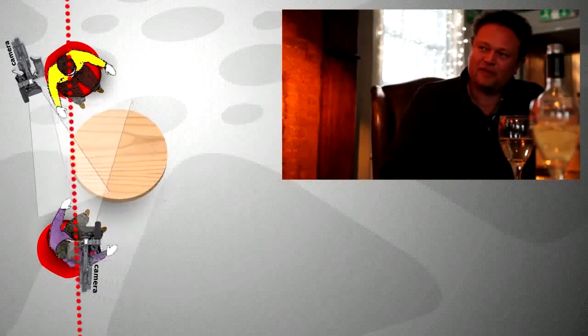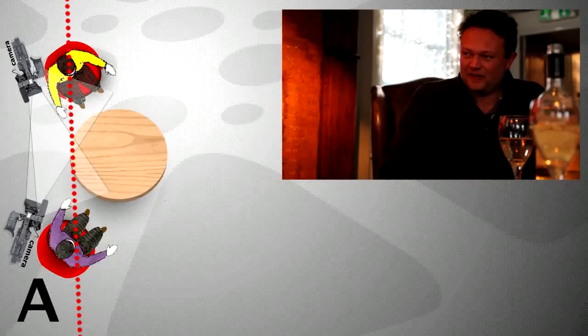What if we move the second camera back across the line? How do the shots then compare? Let's take a look. So clearly now we have the characters back in sync. They're now looking at each other, the eye lines and the looking space match.